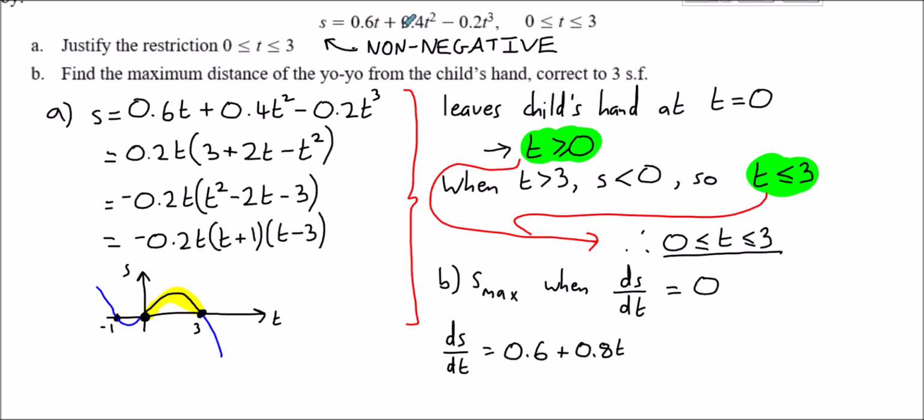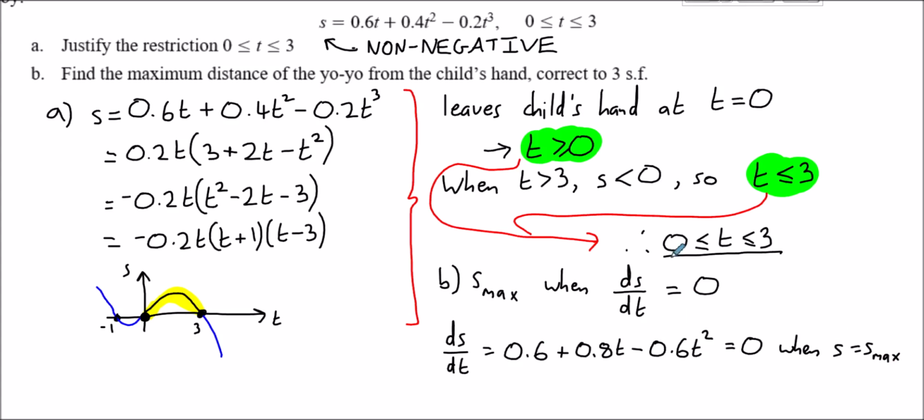The 2 comes to the front and the 2 drops by 1, so the squared becomes power 1. And 0.2t cubed becomes minus 0.6t squared. And we want to solve this equal to 0 when s is at the maximum. So you could factorize this. You could multiply through by 5 to get these into whole numbers, then factorize, use a quadratic formula, whatever.